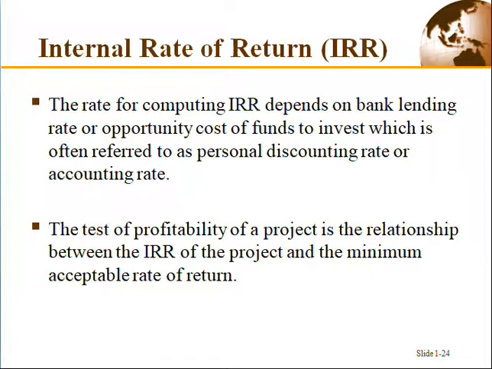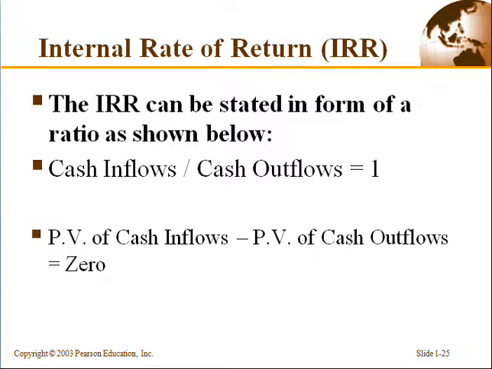So the test of profitability of a project is the relationship between the IRR and the minimum acceptable rate. If you want to check whether a business is profitable or not, you check the IRR, internal rate of return of that business, and the minimum acceptable rate, maybe what the bank could offer you. The decision rule is simple. Internal rate of return can be stated in the form of a ratio as shown below.